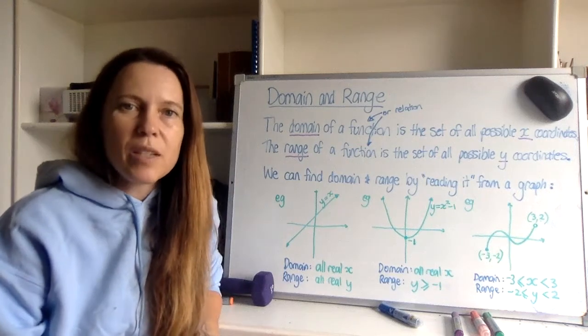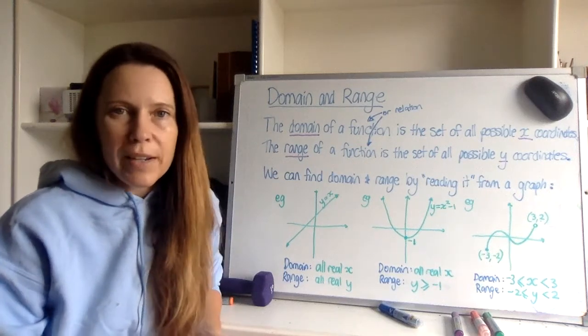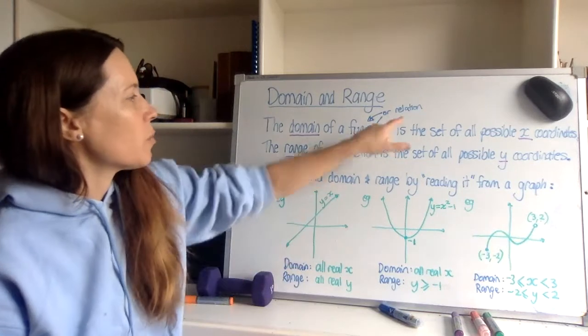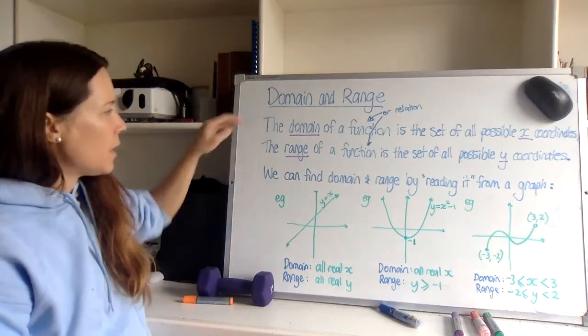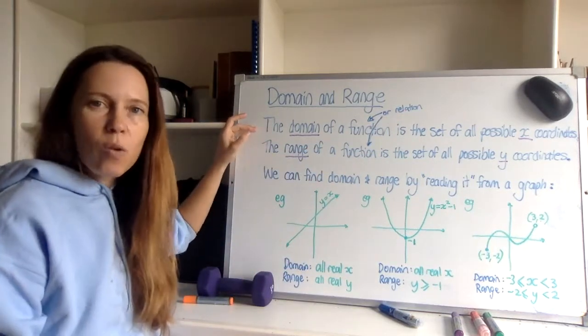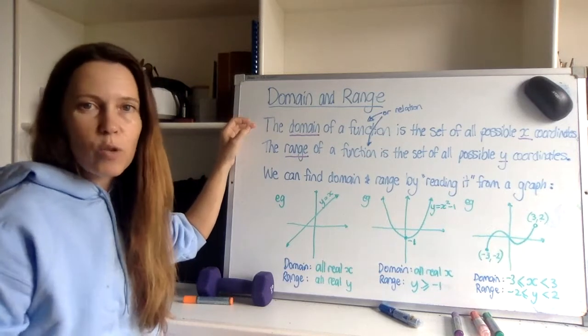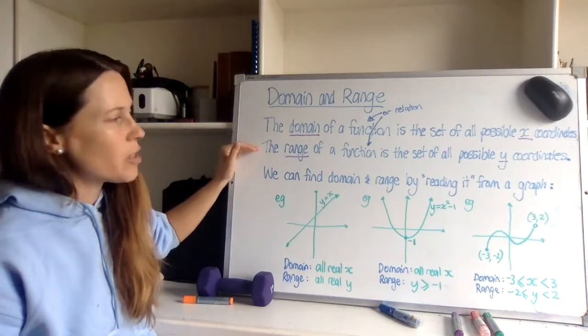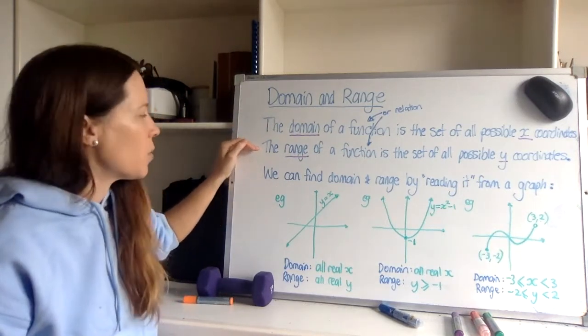Now in this course we need to be able to identify the domain and the range of a function, or a relation, which I've just added in there to my notes. Now the domain is just the set of all possible x coordinates that you could have, and the range is just the set of all possible y coordinates.